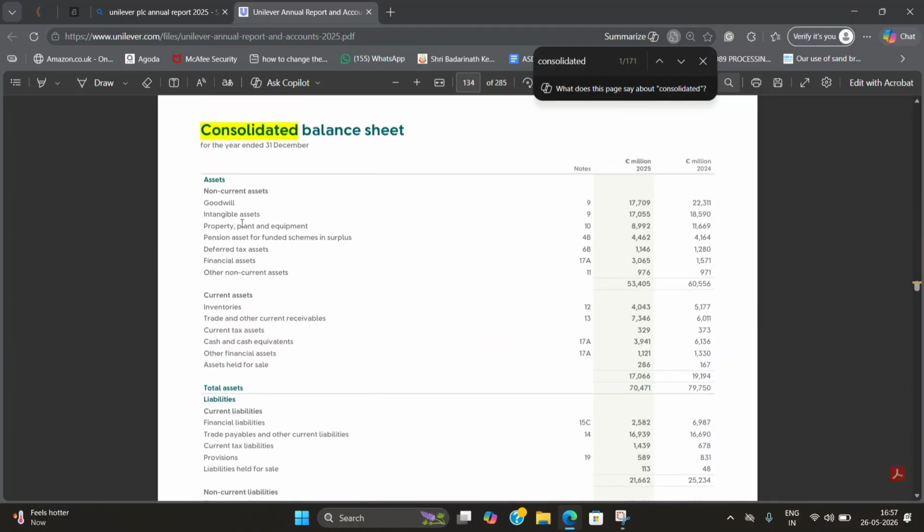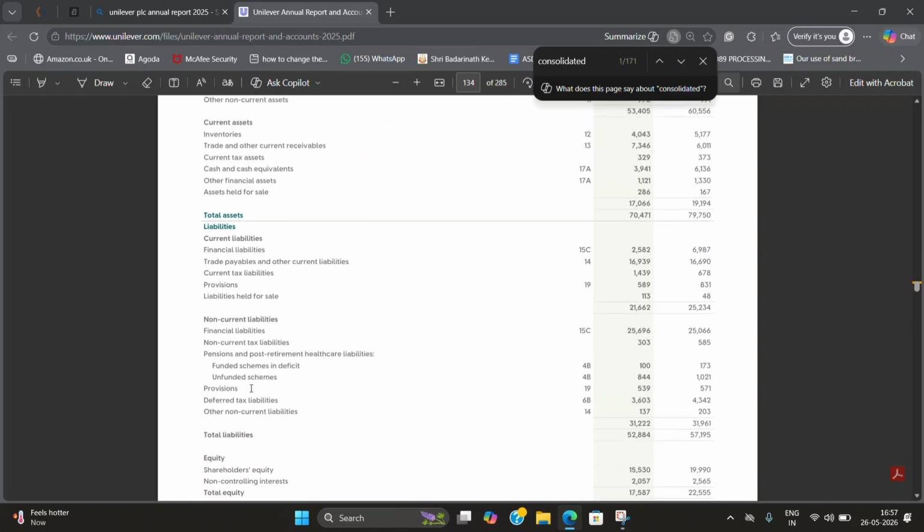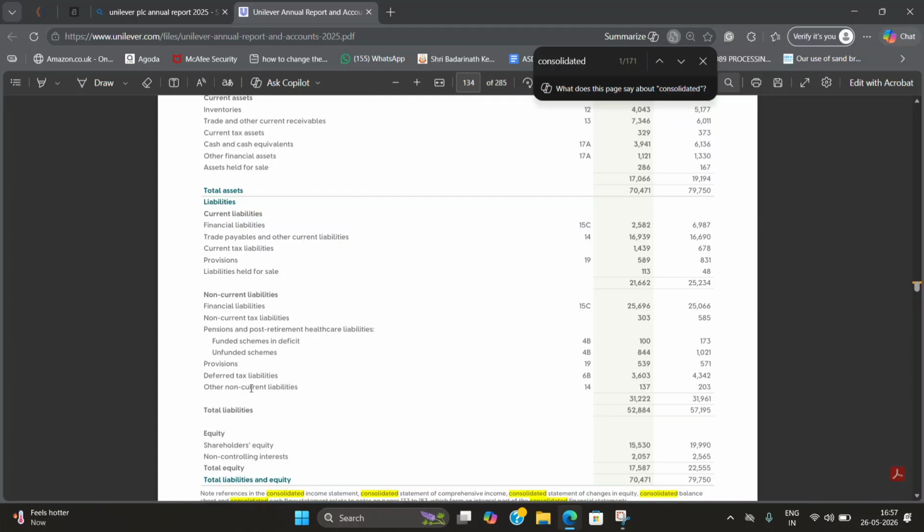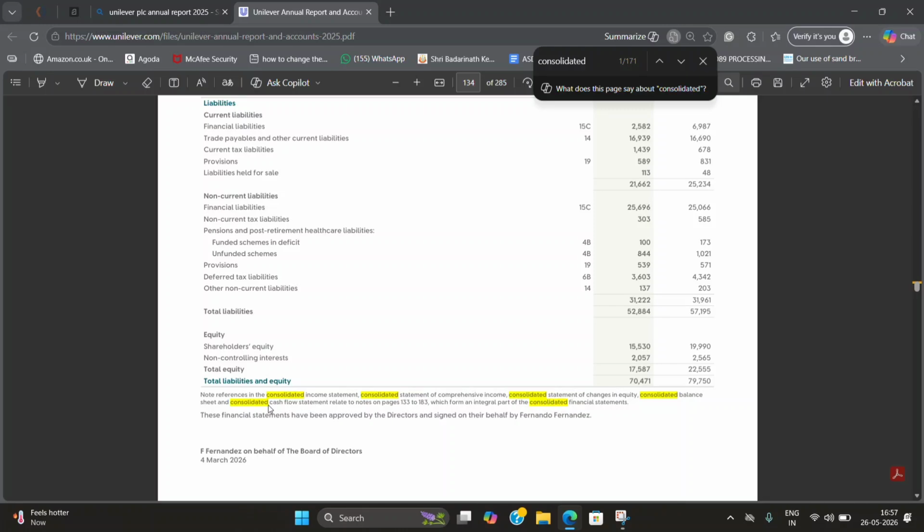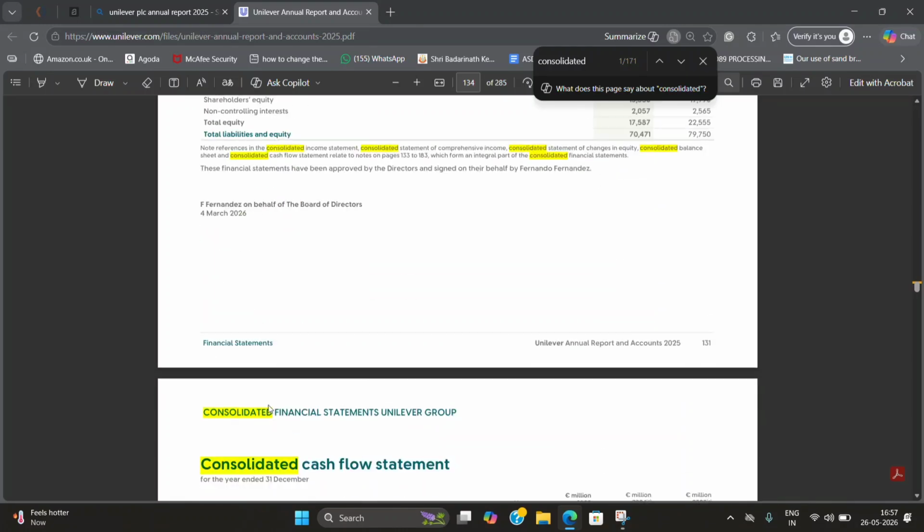You can use the inventories, trade and other receivables, cash values, deferred tax assets, financial assets, or property, plant, and equipment values from this information. You can also check out some liabilities of the organization, like payables, current payables, or non-current liabilities. All these values can be used in core financial analysis like ratio analysis or some detailed stock market analysis.